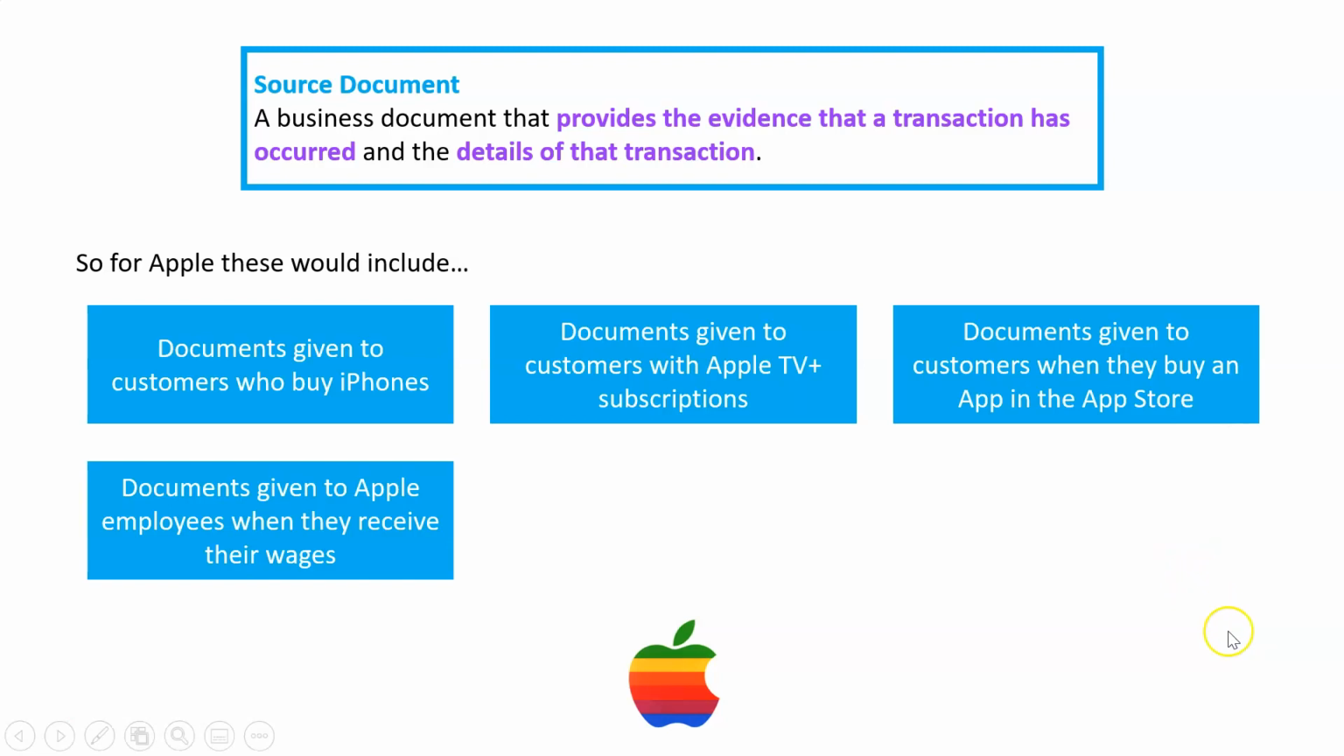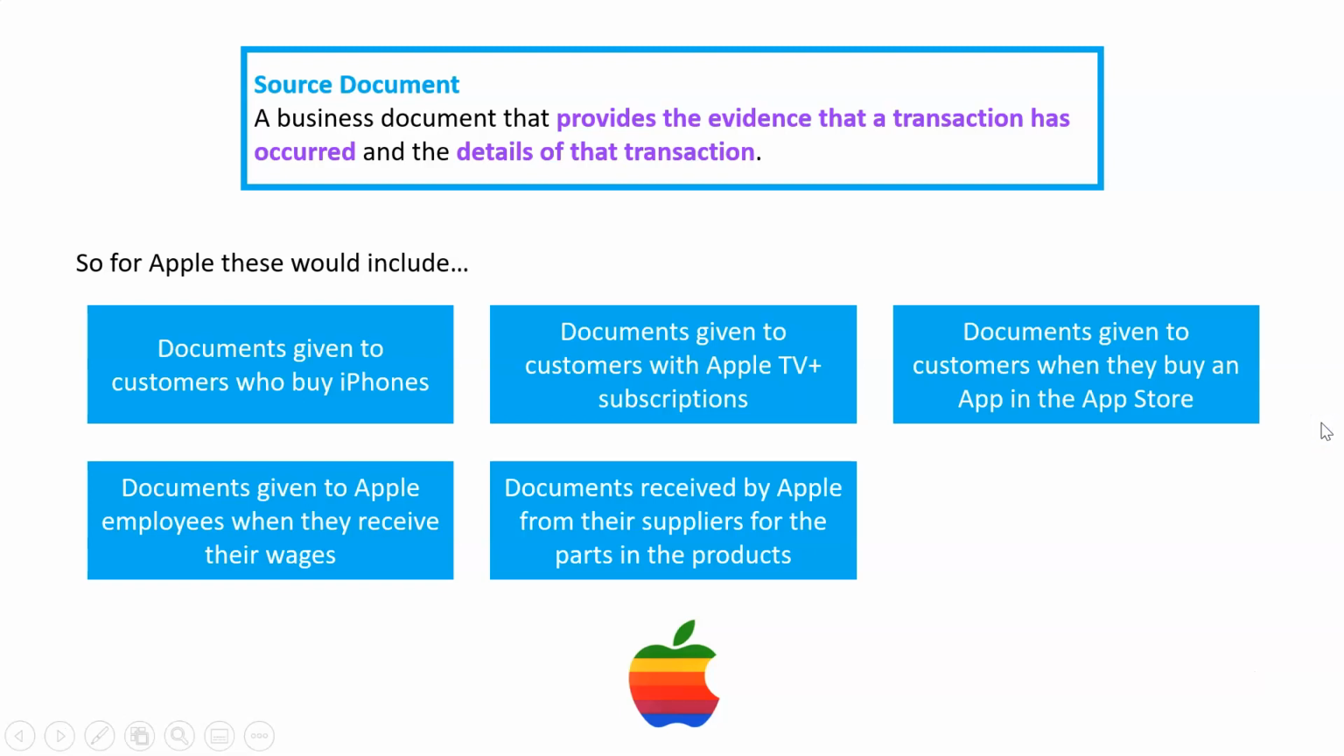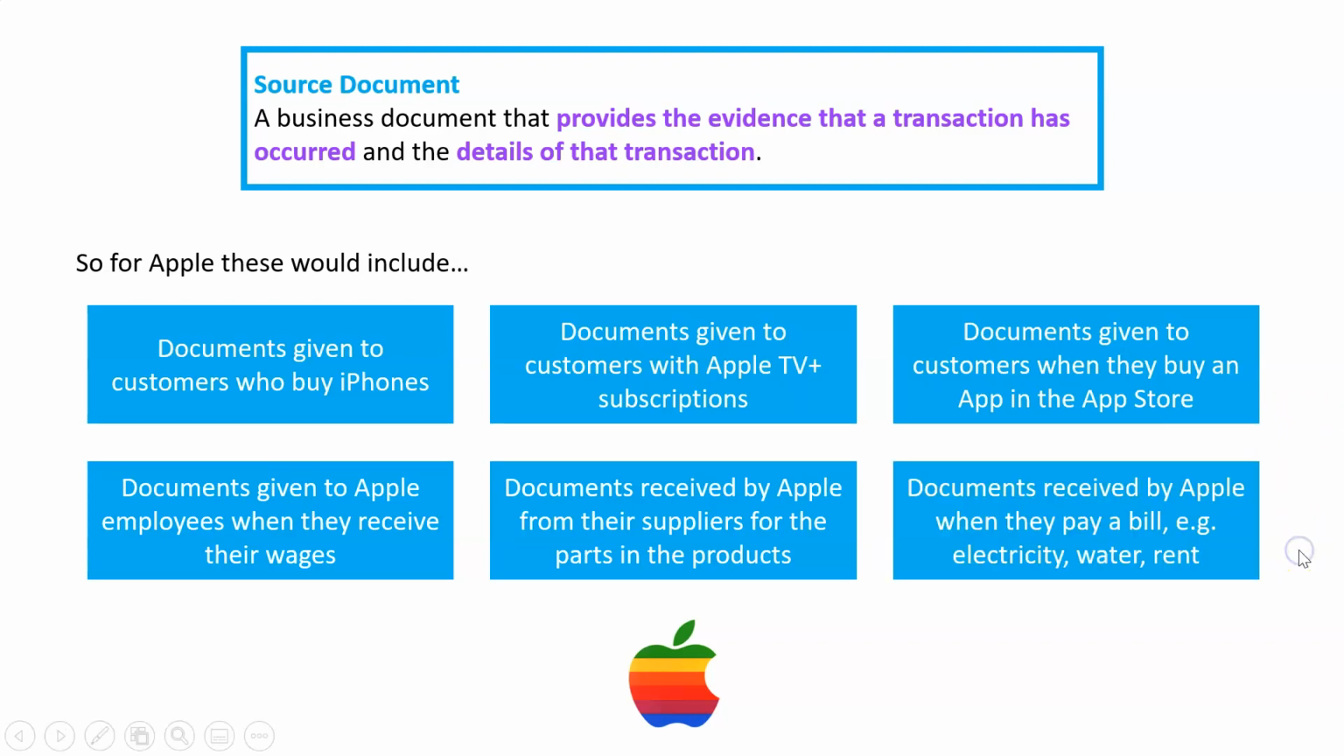What else? There'll be a document given to Apple employees when they receive their wages. It's called a payslip. There will be documents received by Apple from their suppliers for the parts in the product. So when Apple buys all the parts to make the iPhones, they're going to get some documents. And there'll also be some documents received by Apple when they pay a bill for electricity, water, rent, or it could be anything. So there's lots and potentially hundreds of different types. We're just going to focus on a few core ones. And the main thing is that we always refer to those documents as source documents.